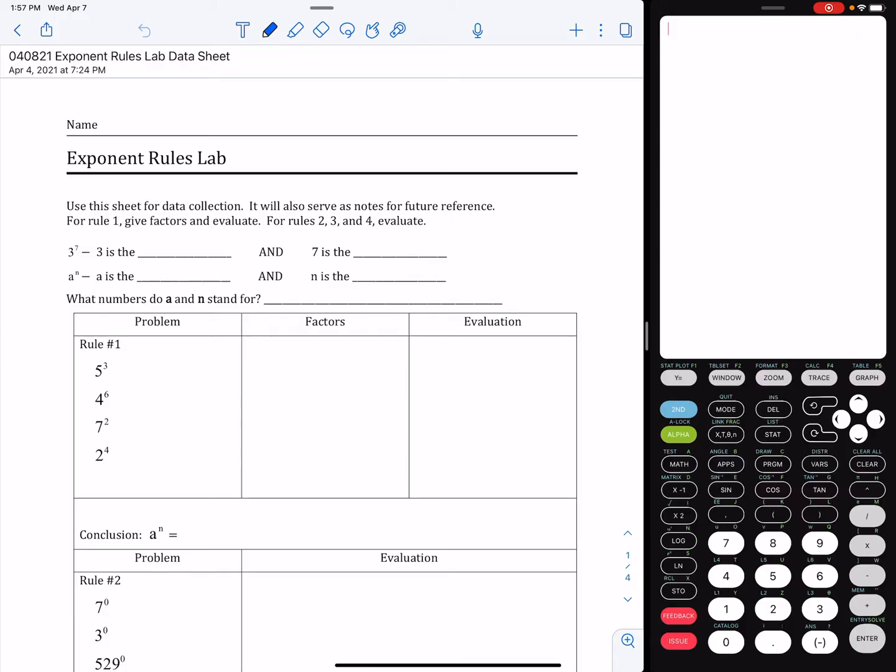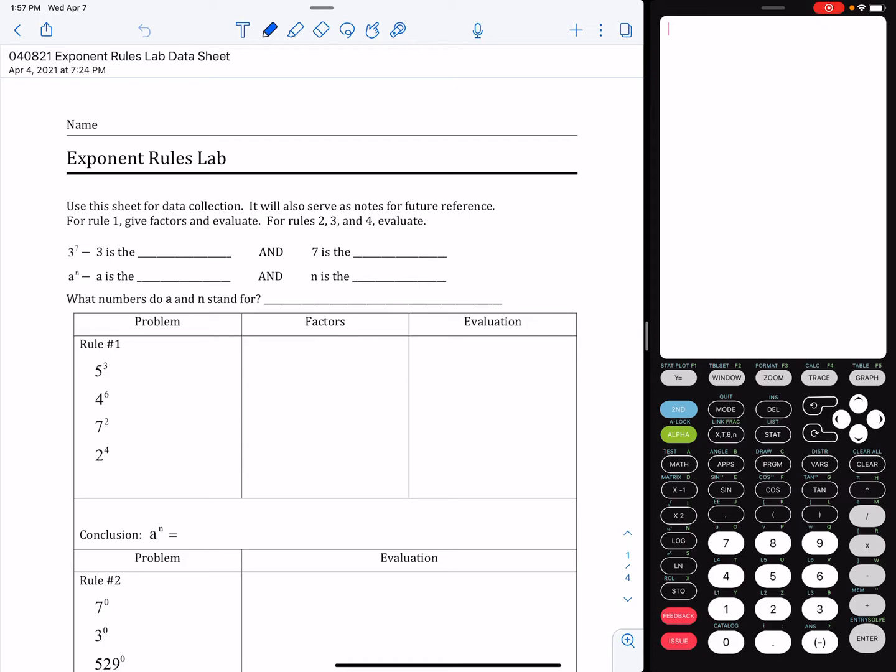Okay, over the next 2 days we're going to investigate exponent rules. There are several exponent properties that we have to be familiar with. So in this lab what you're going to be doing is typing problems into the calculator and recording your response. And then I want you to look at the patterns that you see and then write a sentence about what's going on in that property.